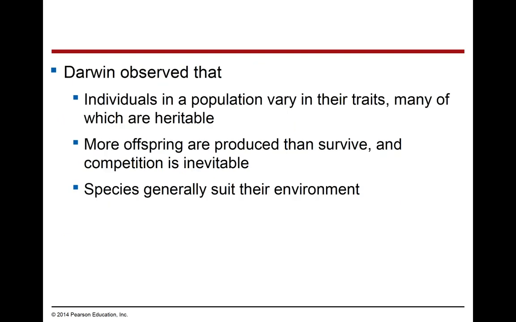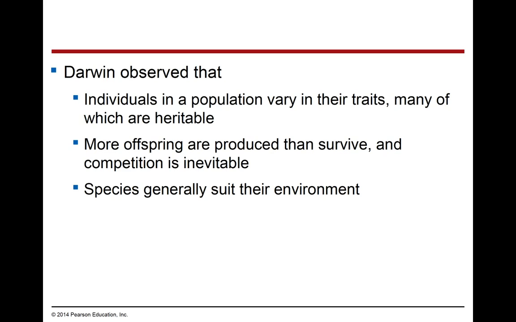So Darwin observed that individuals in the population vary in their traits, and many of which are heritable. So basically, you have to have a population that is diverse, right? Which means it has a large variety. So individuals in a population vary in their traits. Hair color, skin color, eye color, all of these things, height, right? More offspring are produced than survive, and competition is inevitable, right? You're always going to have competition over resources, whether it's food, water, shelter, mates, things like that.